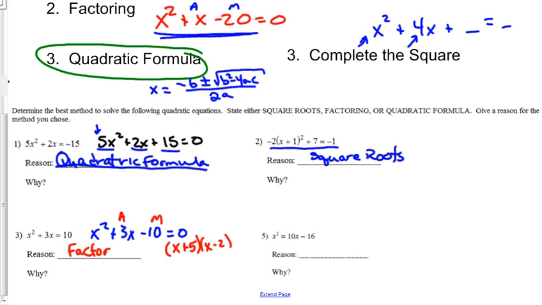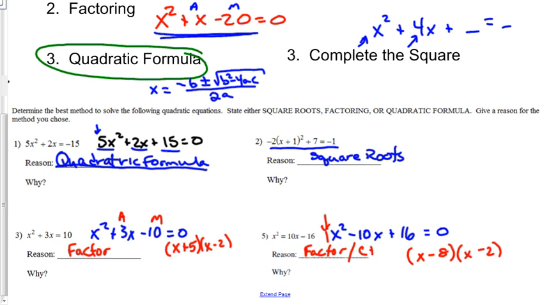Then the last one we're going to do together is number 5. Subtract 10x and add 16 to both sides. And what I see is, again, this one can be factored pretty easily, x minus 8 or x minus 2. Now, some people like completing the square for this one because a is 1 and this b term is even. So I would take either answer for this one, factor or complete the square. Both of them are just as efficient if you're good at completing the square.